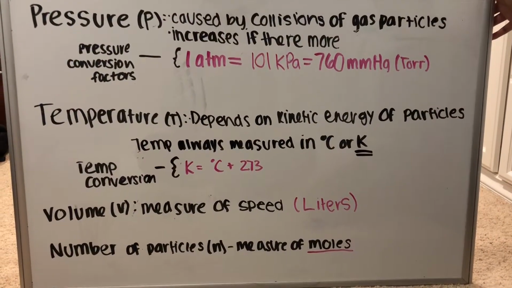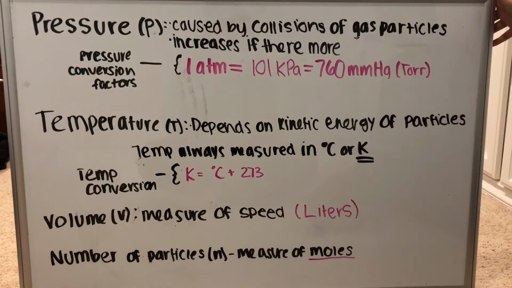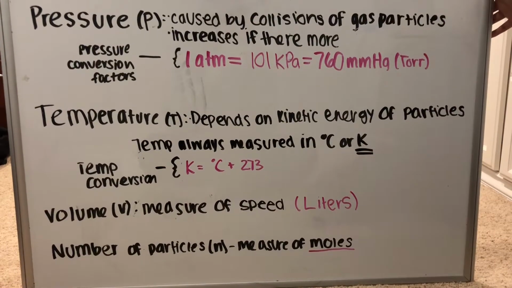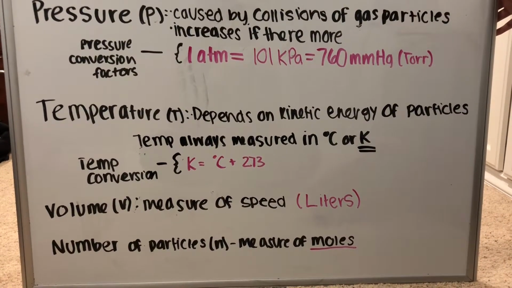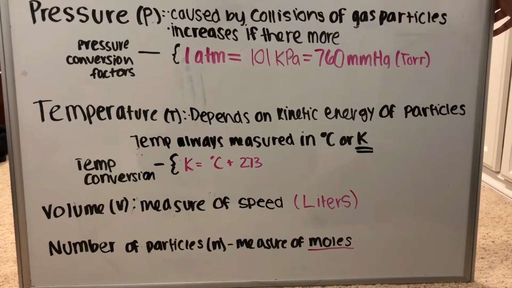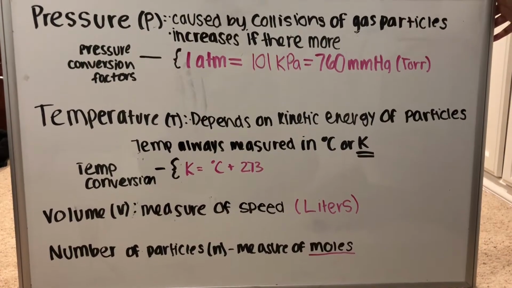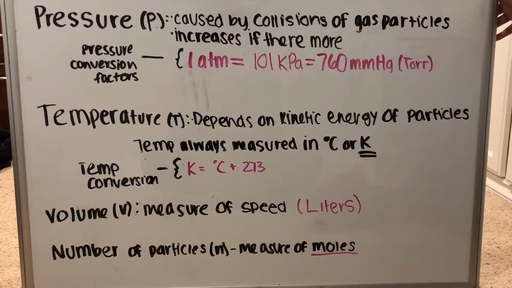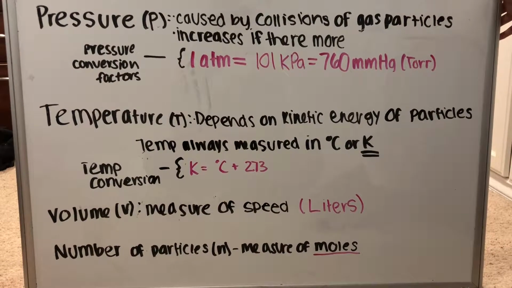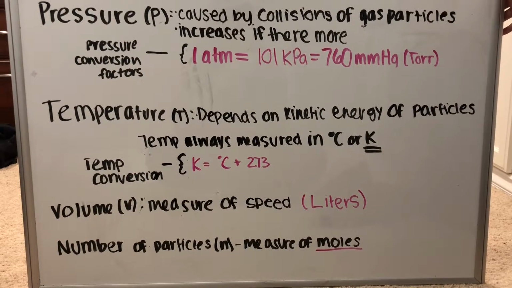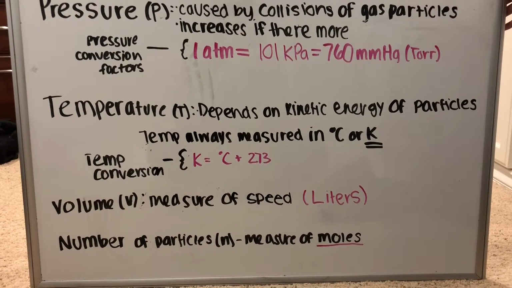Pressure is the amount of force per unit area. It's caused by collisions of gas particles with the inside of a container, and it increases if there are more frequent or harder collisions. The pressure conversion factors are 1 atm equals 101 kPa, which equals 760 mmHg, or 760 torr, which are the same thing.